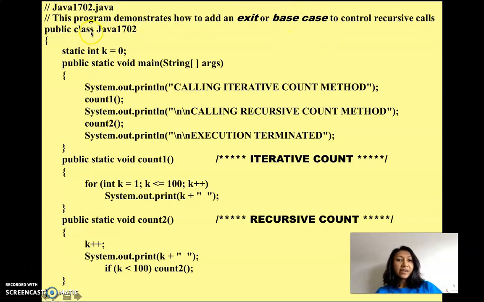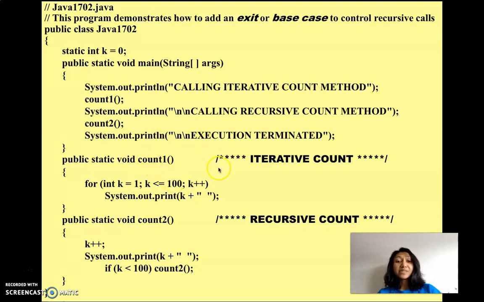So over here you have another class, with the same static class variable called k. You have main, and we have two method calls, count1 and count2. Okay, now in count1, what are they doing? Well, the goal of this program was just to print integers from 1 through 100.